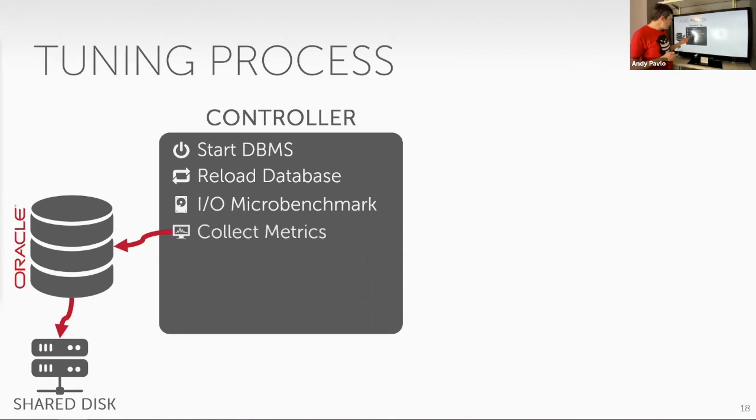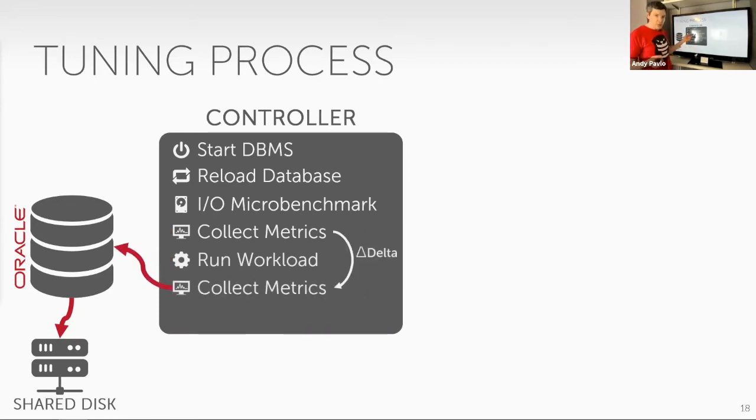All right, so then we would collect the metrics from the system. Again, this is just retrieving the internal performance counters of the system. We run our workload trace and then compute the delta between what the stats were at the beginning and after, because there's a bunch of counters, like how much data did I read at the beginning and how much did I read at the end.